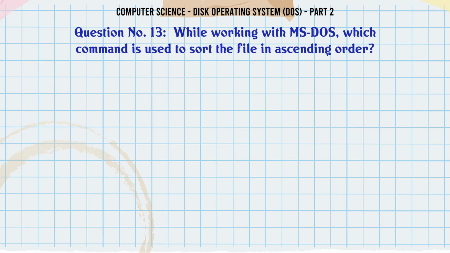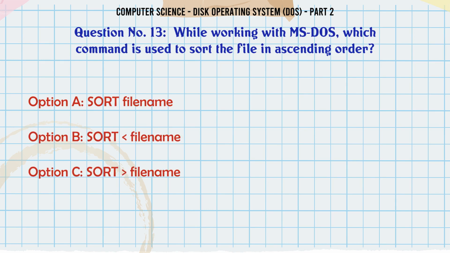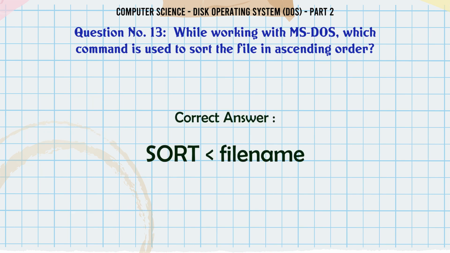While working with MS-DOS, which command is used to sort the file in ascending order? A. Sort filename. B. Sort filename. C. Sort filename. D. Sort filename. The correct answer is sort filename.